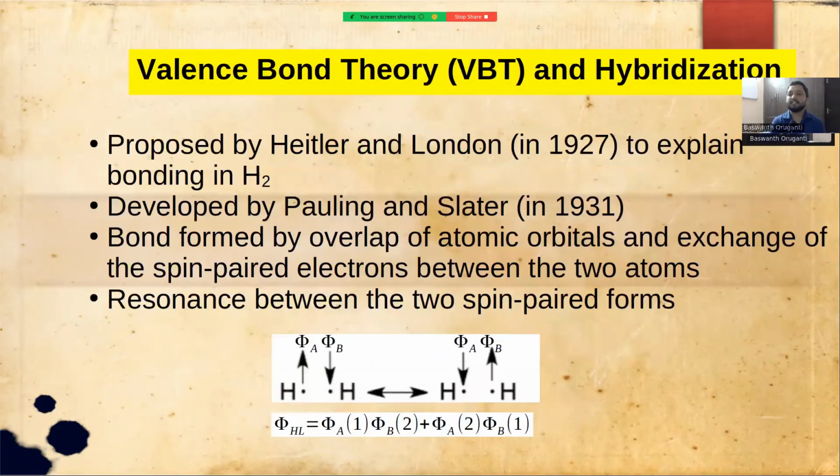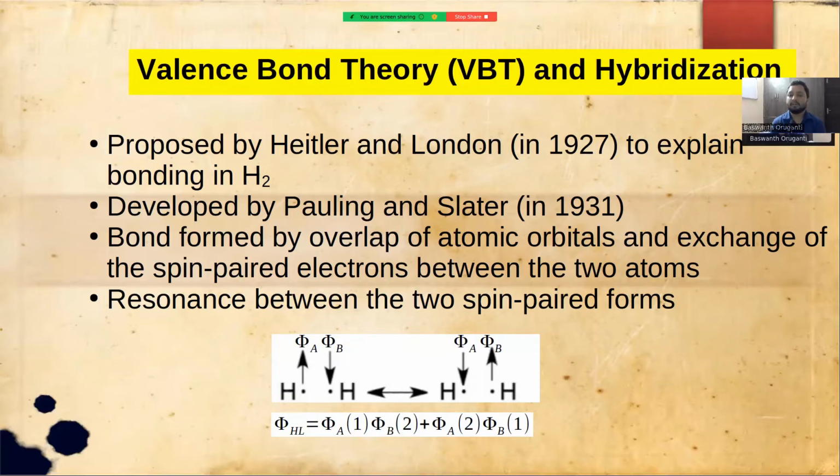In 1926, Schrodinger developed wave mechanics of the electron. Schrodinger showed that there is a wave function associated with the motion of the electron. This wave function was termed atomic orbital. Heitler and London joined the research group of Schrodinger in 1927, and they were interested in understanding the chemical bonding in the hydrogen molecule using the wave theory of the electron developed by Schrodinger.